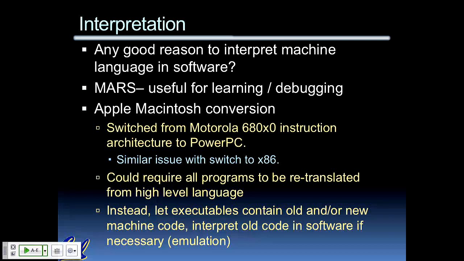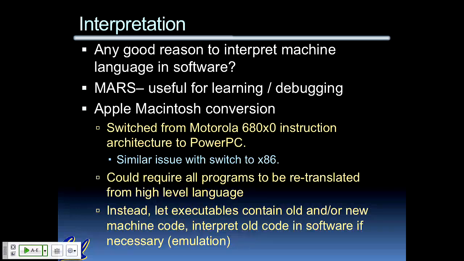Another interesting case study is when a company changes instruction sets. So when the Apple Mac first came out, it was based on the Motorola 68000 ISA. And this was one of the early 32-bit, 16/32-bit processors.